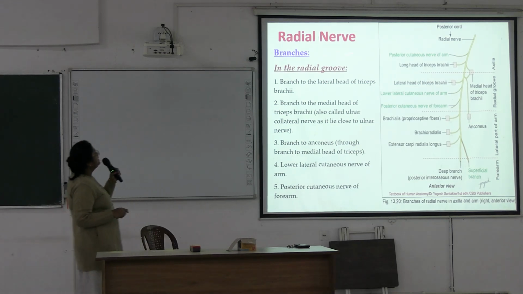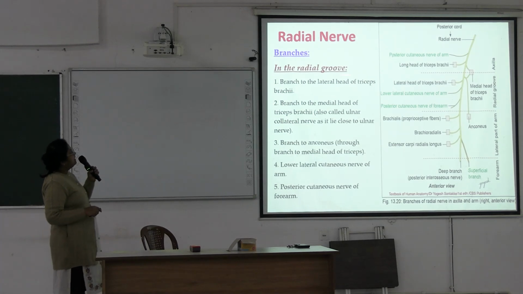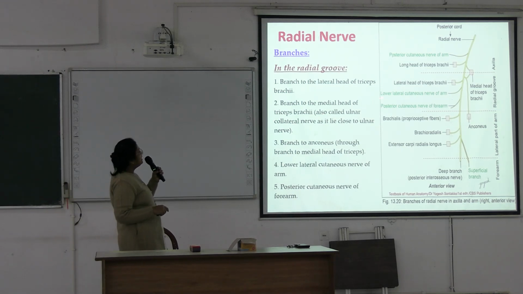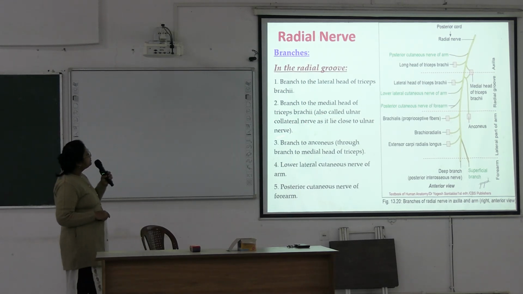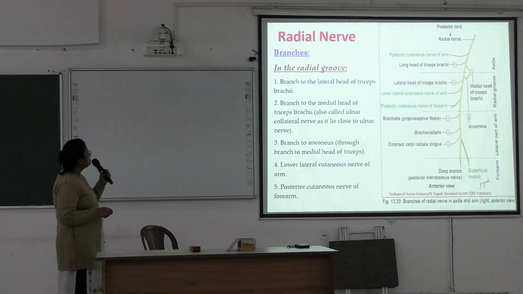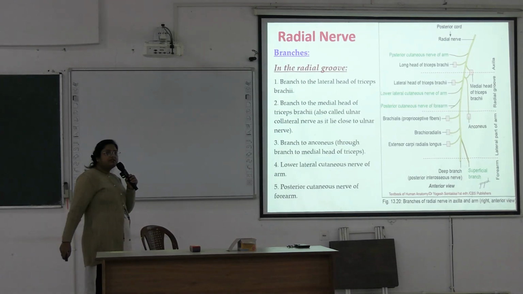Next, branches in the radial groove. It is giving a branch to the lateral head of triceps brachii, and a branch to the medial head of triceps brachii, also called ulnar collateral nerve, as it lies close to the ulnar nerve. Then a branch to anconeus. Anconeus is supplied through its branch to the medial head of triceps. See here, this is the branch to the medial head of triceps, and from here one branch is going to supply the anconeus in the forearm.